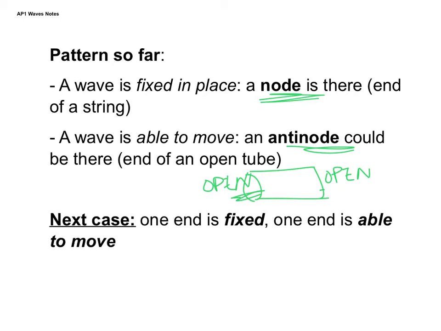There's another case, though, that we could look at. And this one is going to be kind of a combination of the other two, which is why I want to make sure we're clear on the wave on a string and the wave in an open tube, because our next case is going to be one where we are fixed at one end and able to move at another. Slightly more complicated case, but one that probably is pretty familiar.